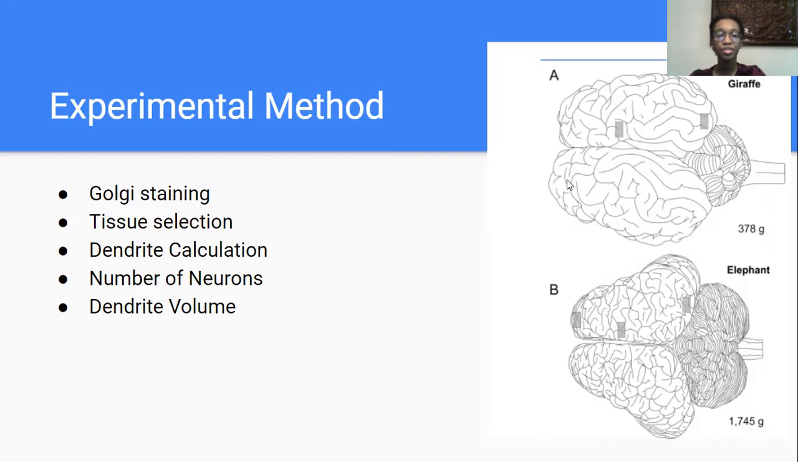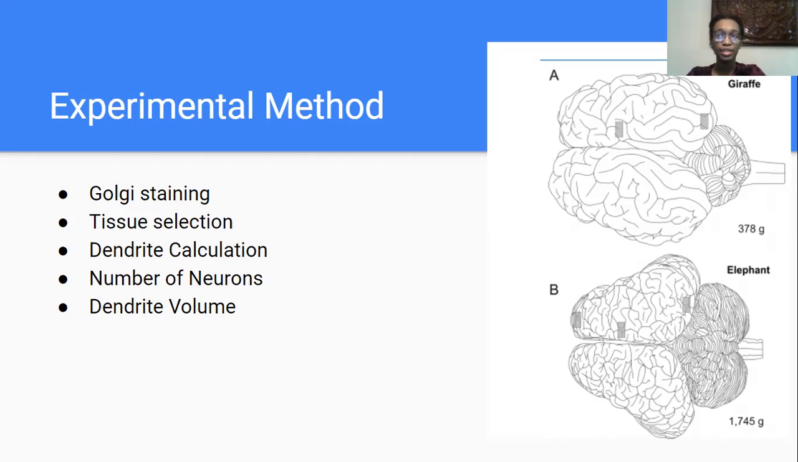So in the methods, after they did the Golgi staining and they removed the tissue, they calculated the number of dendrites, the number of neurons, and the dendrite volume, as well as the dendrite length, which is the sum length of all the dendritic segments. And they also took the dendritic spine density, which is the average number of spines of all the dendritic lengths.